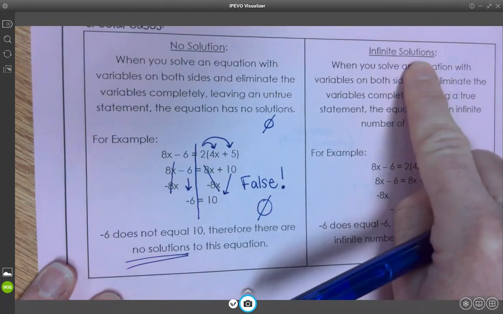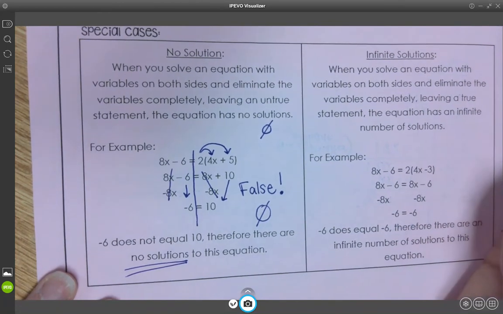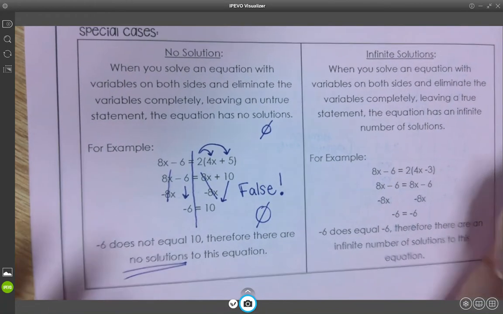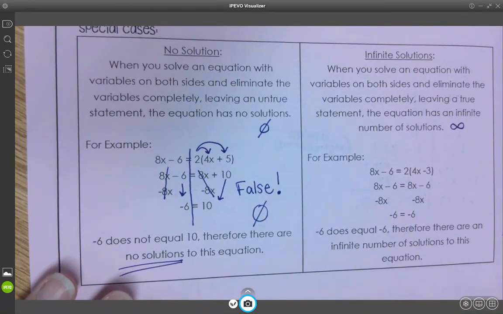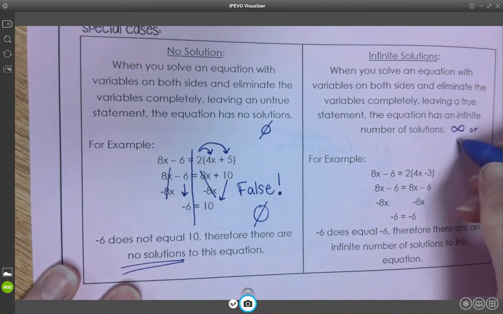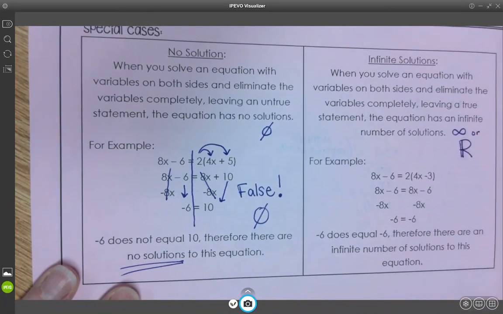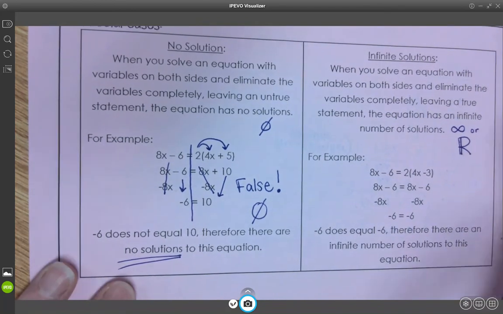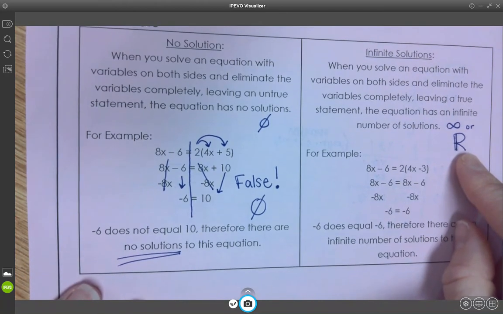Okay, you could have infinite solutions. When you solve an equation with variables on both sides and eliminate the variables completely, leaving a true statement, the equation has an infinite number of solutions. We can write this using two different symbols. We can use infinity for an infinite number of solutions, so that's like a sideways 8. Or you can put all real numbers, which is an R with an extra line. That means any real number you substitute in could work for that equation.